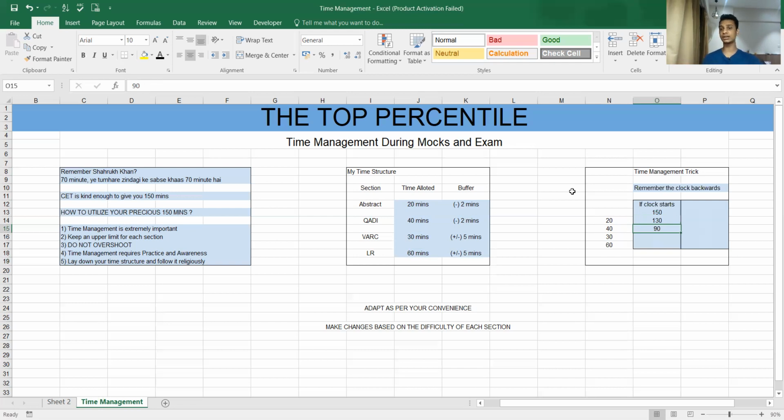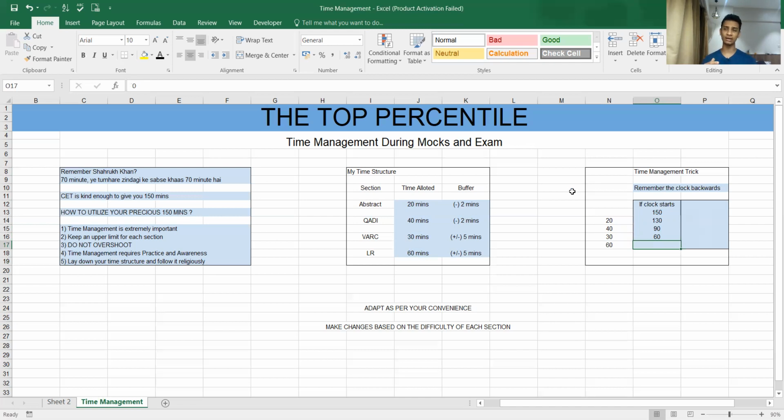If I finish earlier than 90, then that's great. That is amazing. It means that you're solving faster than what you had expected. So that's fantastic. Next is VRC. I'll subtract 90 minus 30, which is 60. As soon as the timer reaches 60, I'll stop VRC. I'll move towards LR. And then finally, I'll try to finish LR in 55 minutes. So I still have 5 more minutes left.